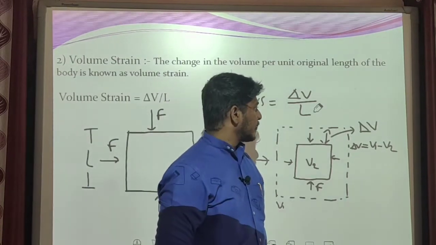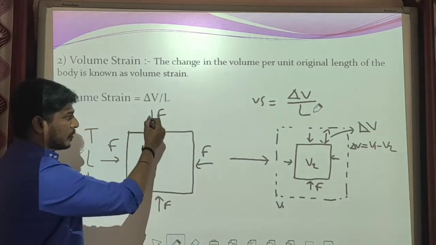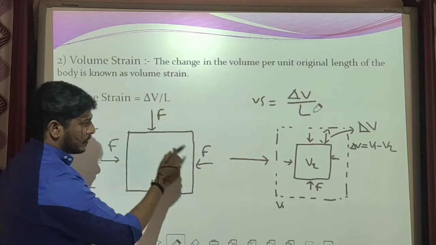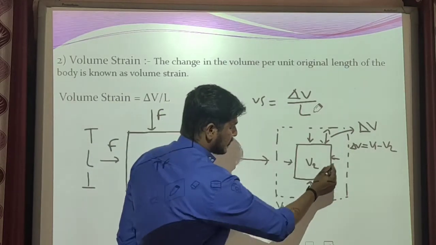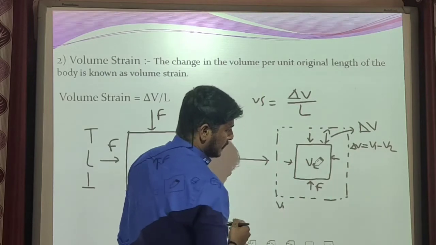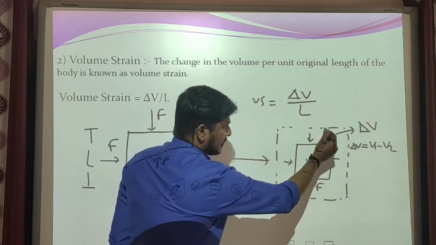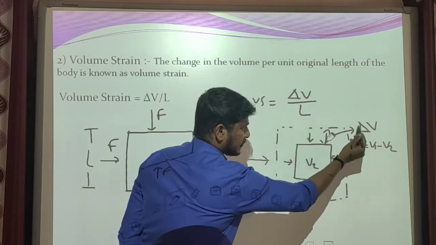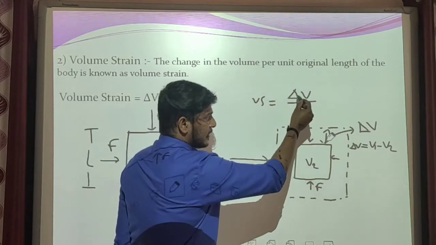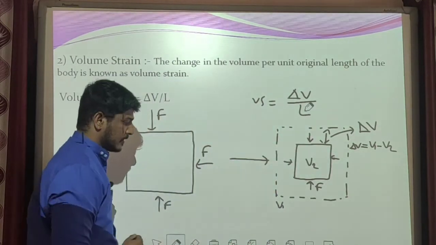Here, what we have done is simple: we have taken one object and applied force in all directions. After applying this deforming force, the body undergoes deformation and has volume V2, from the initial volume V1. This difference gives us the change in volume, and volume strain is defined as the ratio of change in volume to the original length.